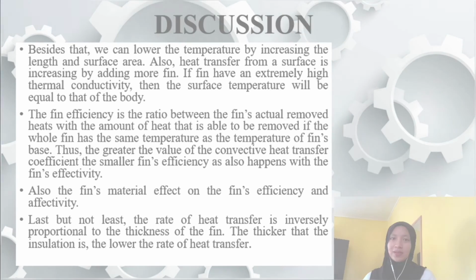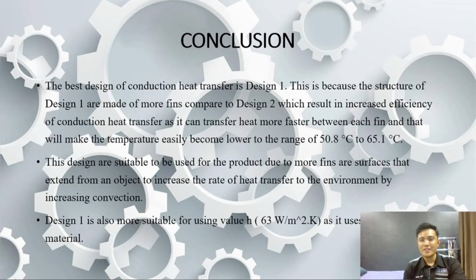For the conclusion, the best design of conduction heat transfer is design 1. This is because the structure of design 1 is made of more fins compared to design 2, which results in increased efficiency of conduction heat transfer as it can transfer heat faster between each fin, and that will make the temperature easily become lower to the range of 50.8 Celsius to 65.1 Celsius.